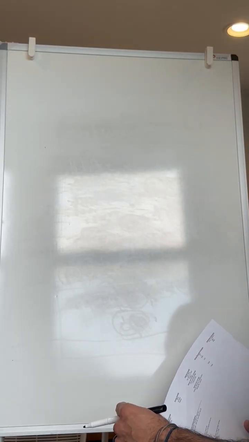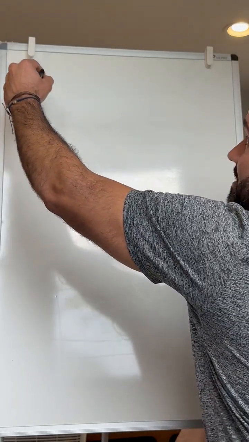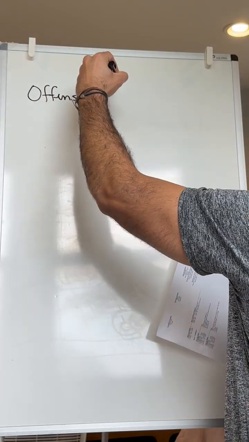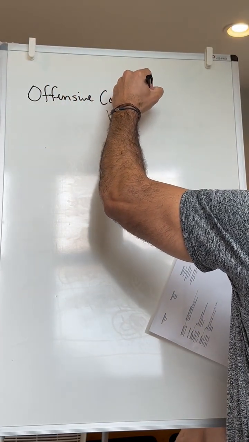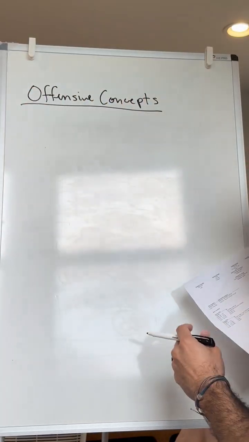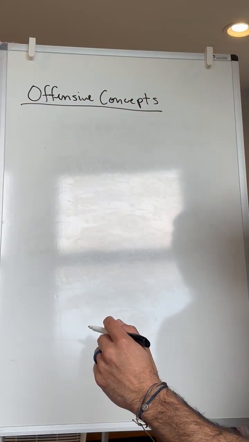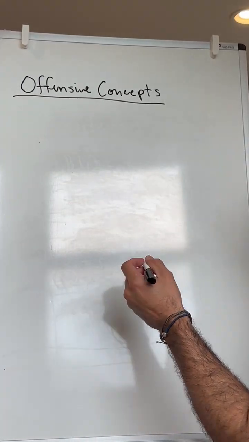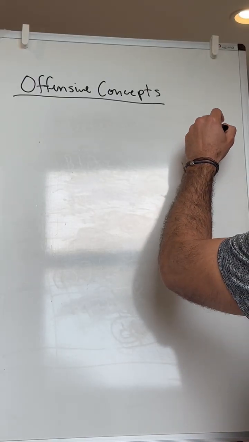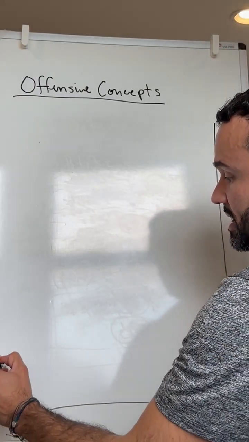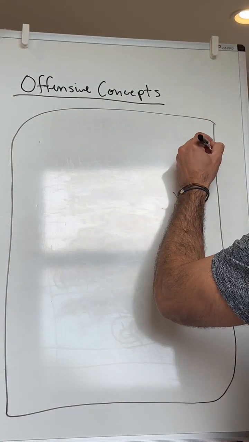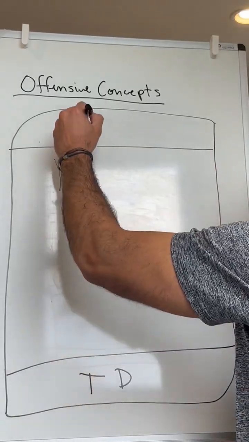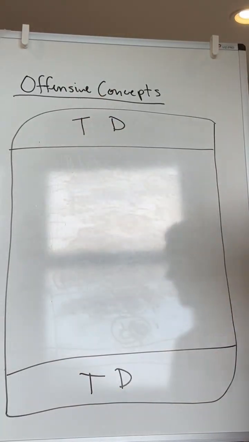Let's talk about offensive concepts first. The first offensive concept that we'll talk about is the concept of a formation. All formation means, when you hear the word formation, is how we line up when we're playing offense so that we can go ahead and execute our plays.